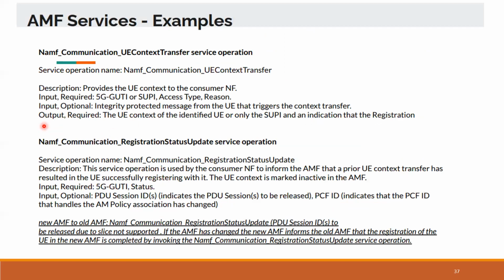So this is an example. If you can understand this example, you can correlate with the others as well. So the service operation is UE context transfer. Its description: provide the UE context to the consumer NF.